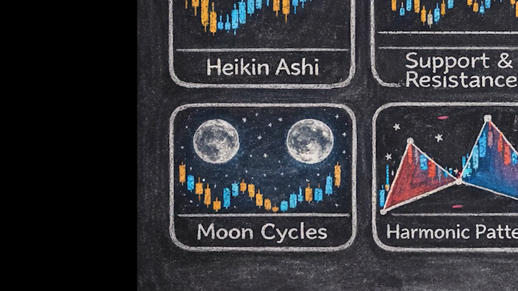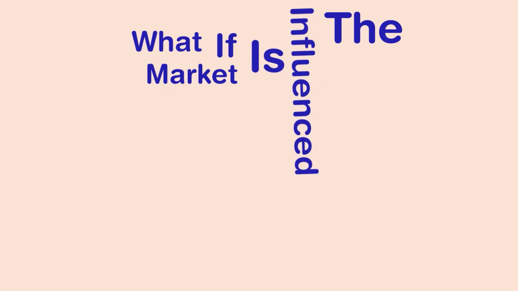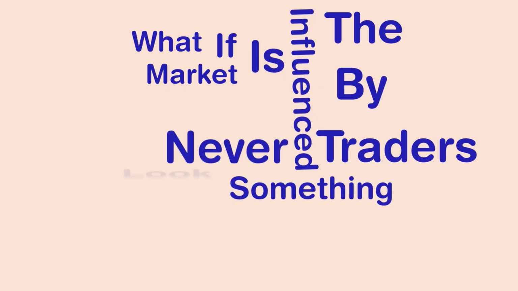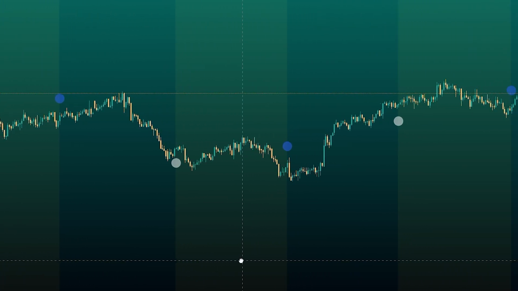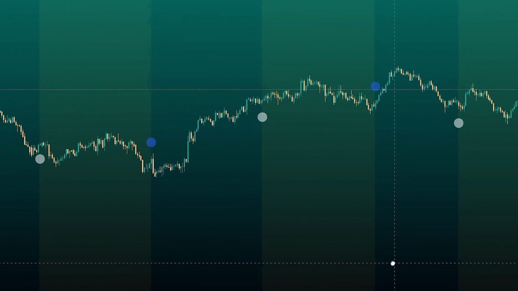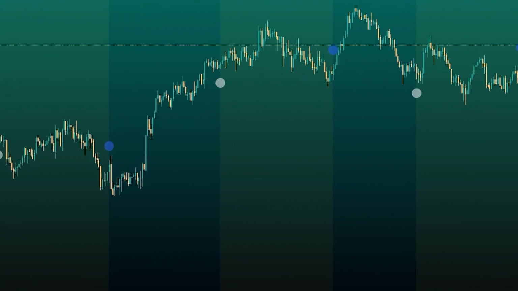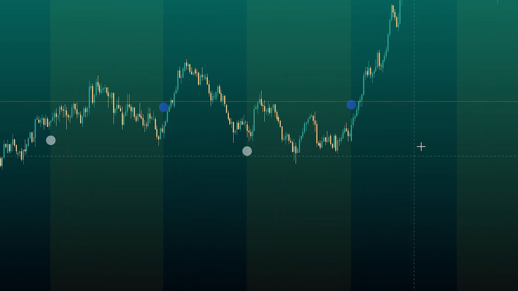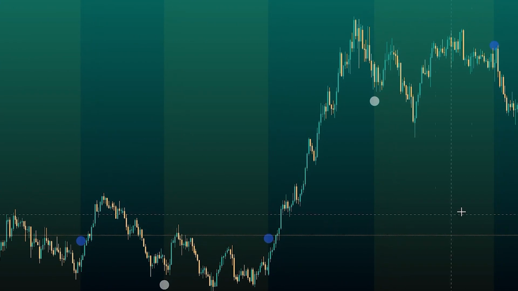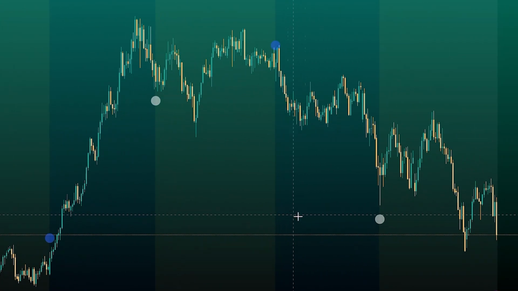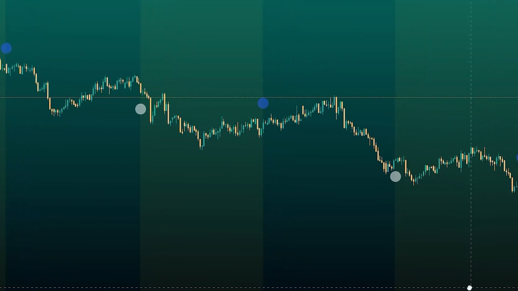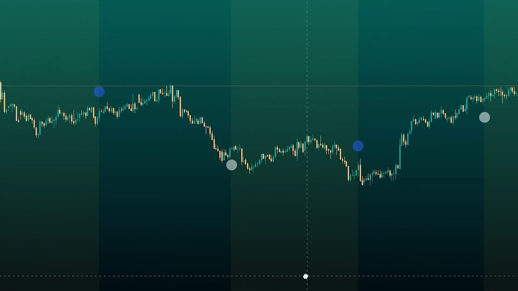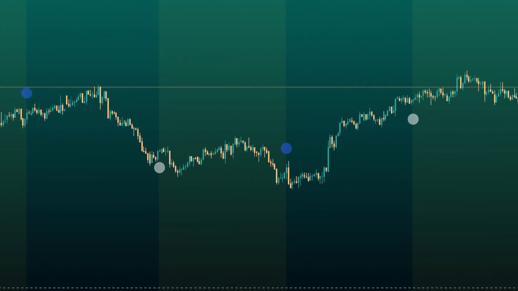Moon cycles. What if the market is influenced by something traders never look at? The moon. The moon cycles are based on the idea that financial markets can be influenced by natural cycles, including the phases of the moon. The two key phases are the new moon and the full moon. These points are believed to correlate with changes in market sentiment and turning points. I do not recommend using moon cycles.